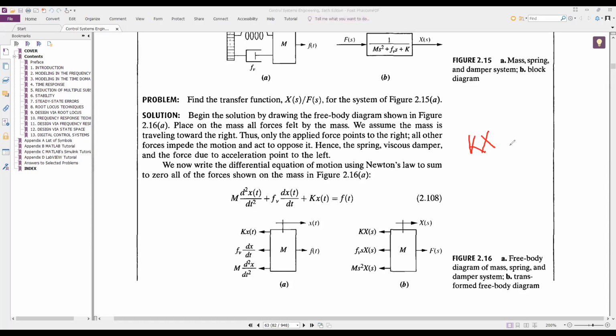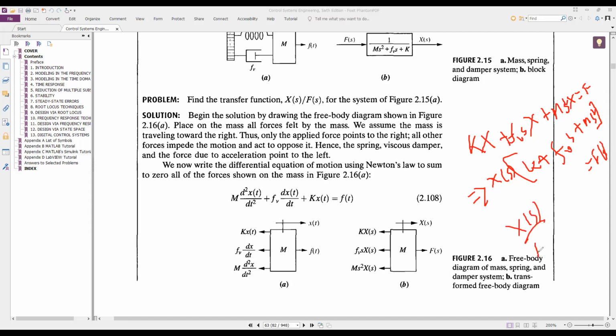Kx plus Fb s X plus Ms squared X is equal to F. Now take X common, which gives K plus Fb s plus Ms squared. So X(s) by F(s) is equal to 1 over Ms squared plus Fb s plus K. That is the transfer function of this mechanical system.